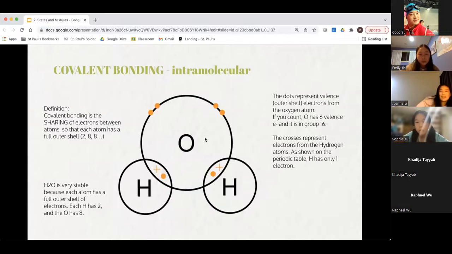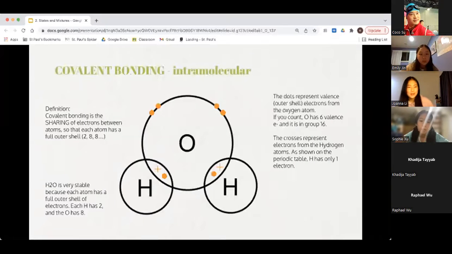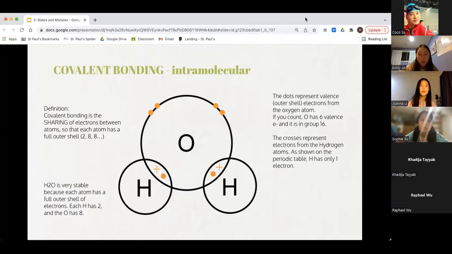Cool. Should I do this one as well? I will jump a little bit more into covalent bonding. So this is your intramolecular forces. What exactly is covalent bonding? What's holding these two atoms together? Actually it's about sharing electrons.